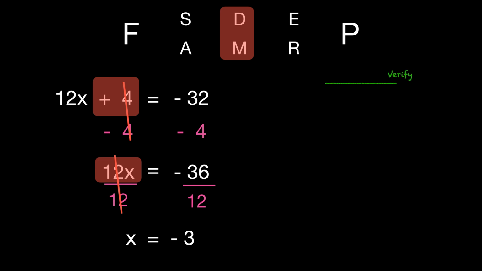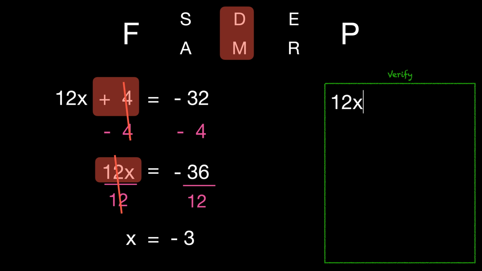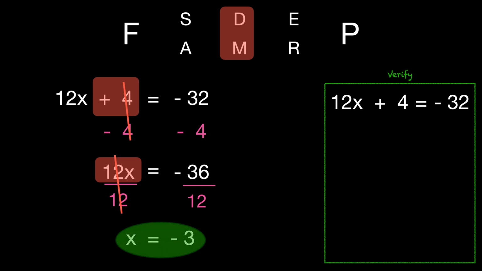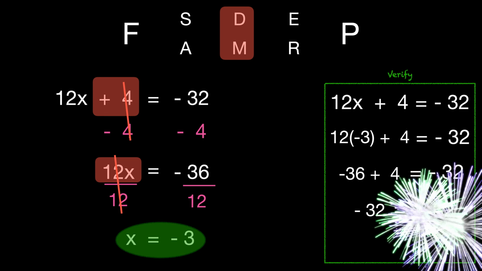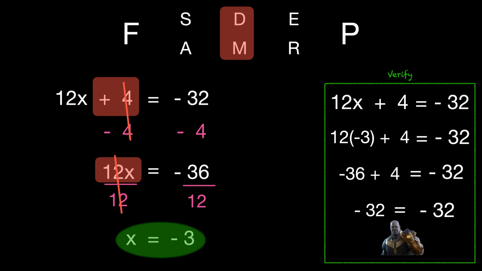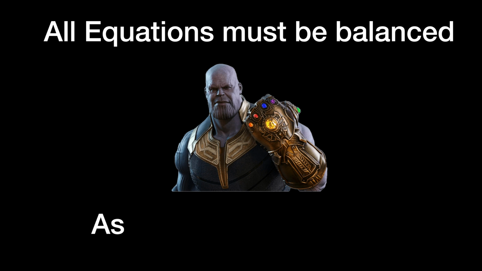Again, let's go ahead and verify. We're going to plug in negative 3 for x. We've got 12x plus 4 equals negative 32, and x is negative 3. So 12 times negative 3 plus 4 equals negative 32. 12 times negative 3 is negative 36, plus 4 is negative 32. So negative 32 equals negative 32. And there's our Thanos, because it's perfectly balanced. Always remember, all equations must be balanced, as all things should be.